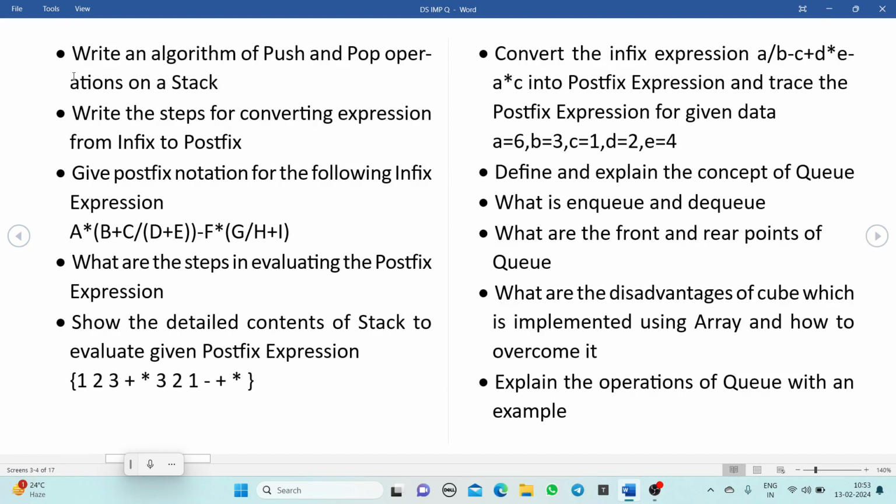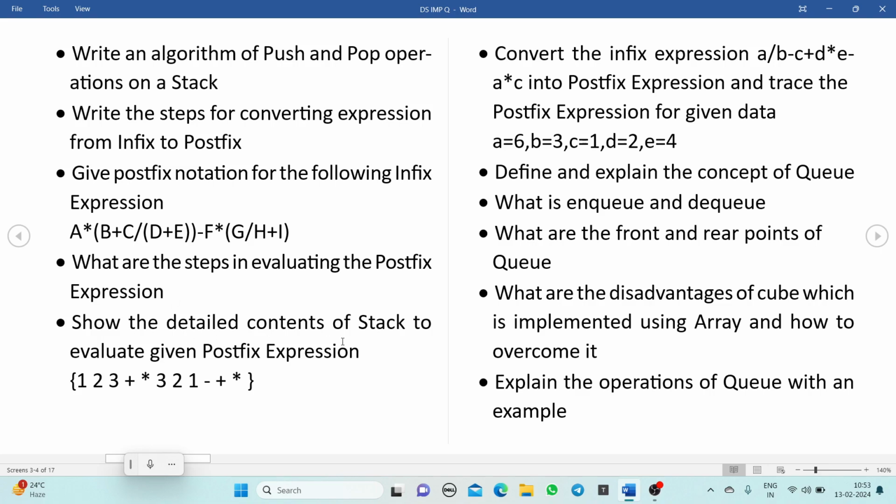And then, write an algorithm of push and pop operations on a stack. Write the steps for converting an expression from infix to postfix. Give postfix notation for the following expression. So the expression is as given here. And what are the steps in evaluating the postfix expression? This is said to be one of the important ones.